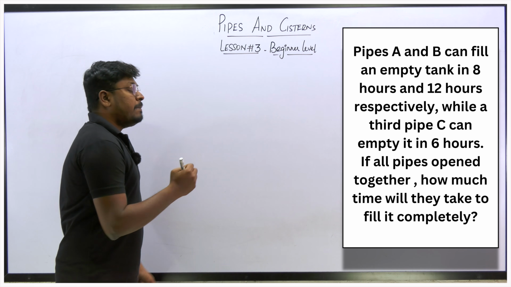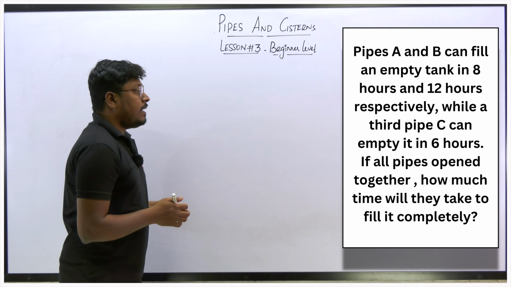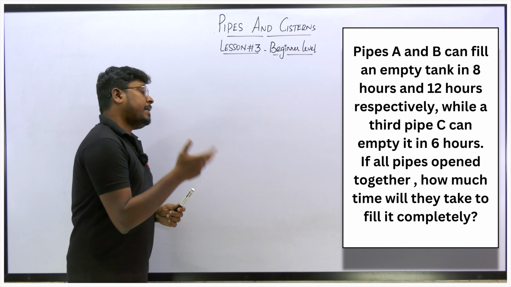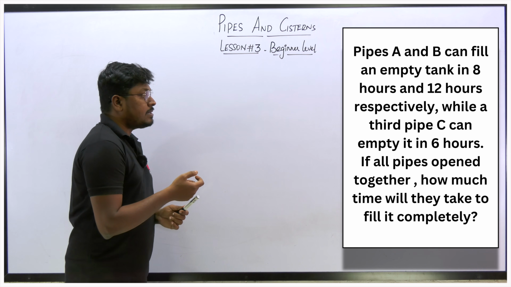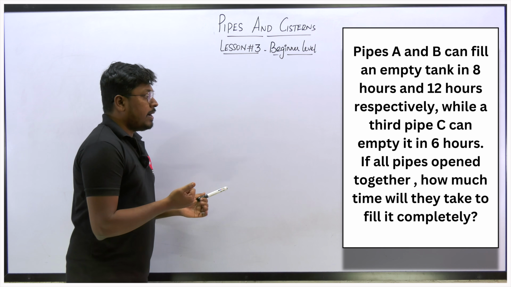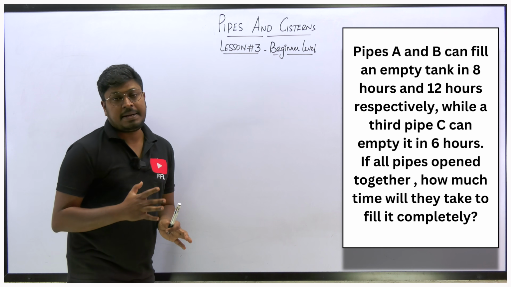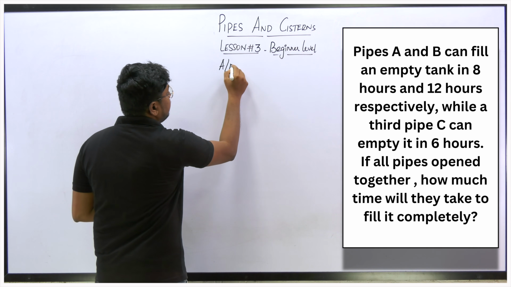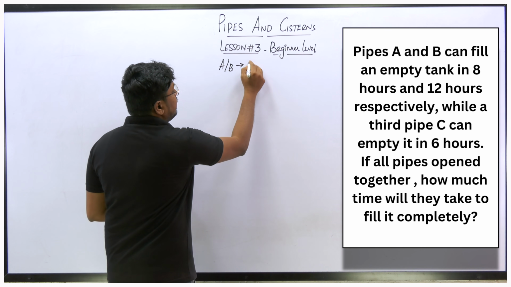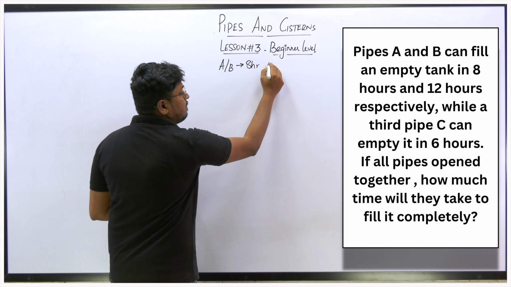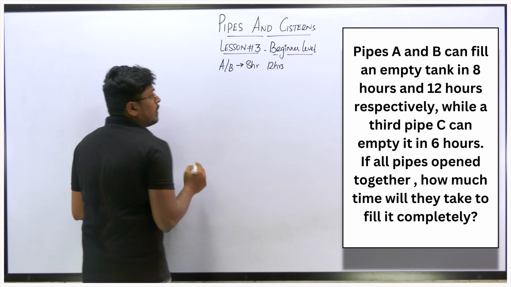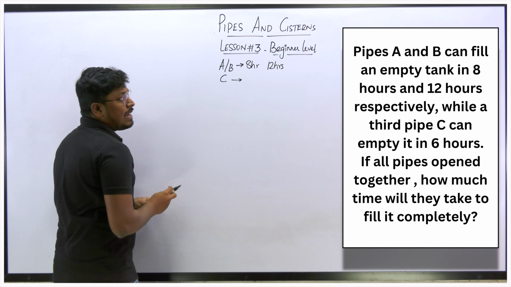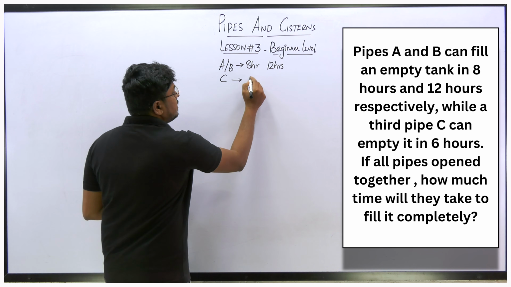Pipe A and pipe B can fill an empty tank in 8 hours and 12 hours respectively, while the third pipe, pipe C, can empty it in 6 hours. If all the 3 pipes are open together, how much time will it take to fill the tank completely? Listen here, there are 2 inlet taps, that is A and B. Tap A alone can fill a tank in 8 hours, and similarly tap B alone can fill a tank in 12 hours. And there is another outlet pipe, pipe C, which can empty the tank in how many hours? 6 hours.